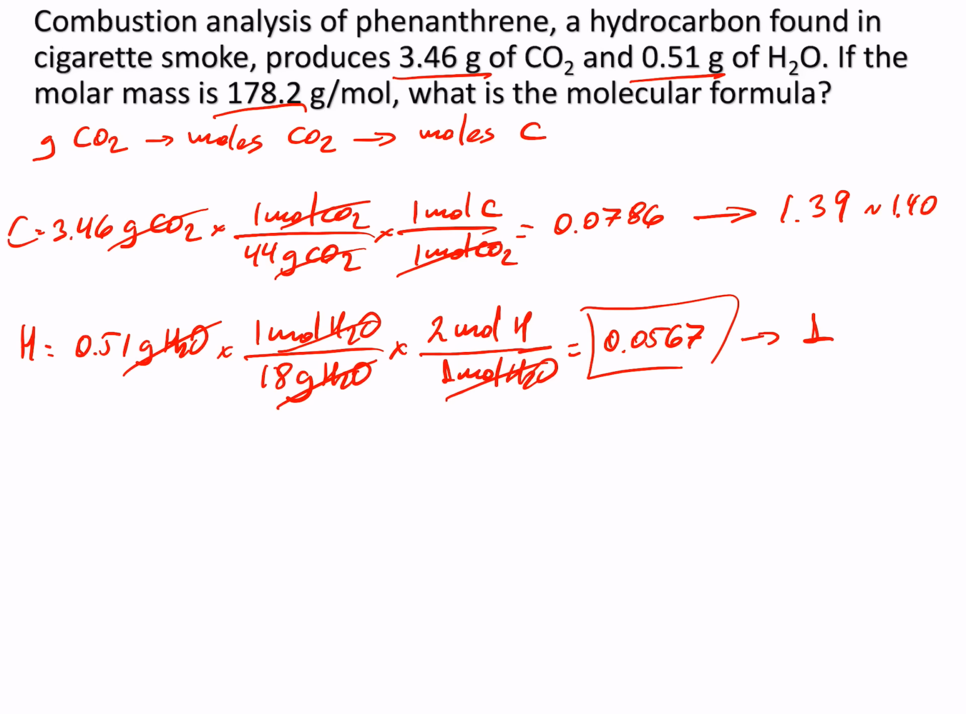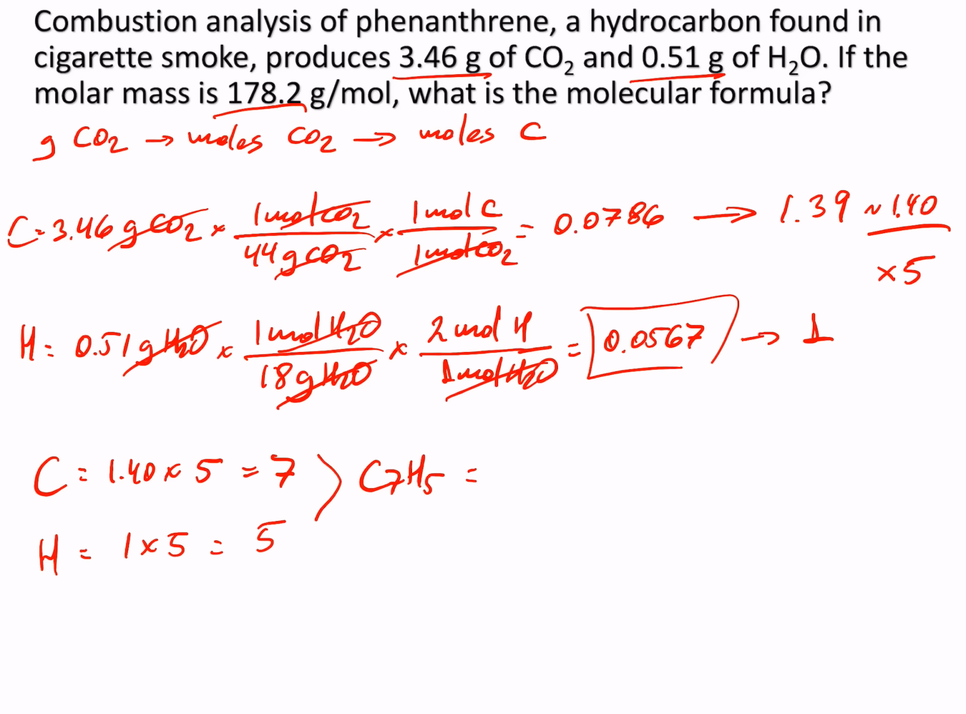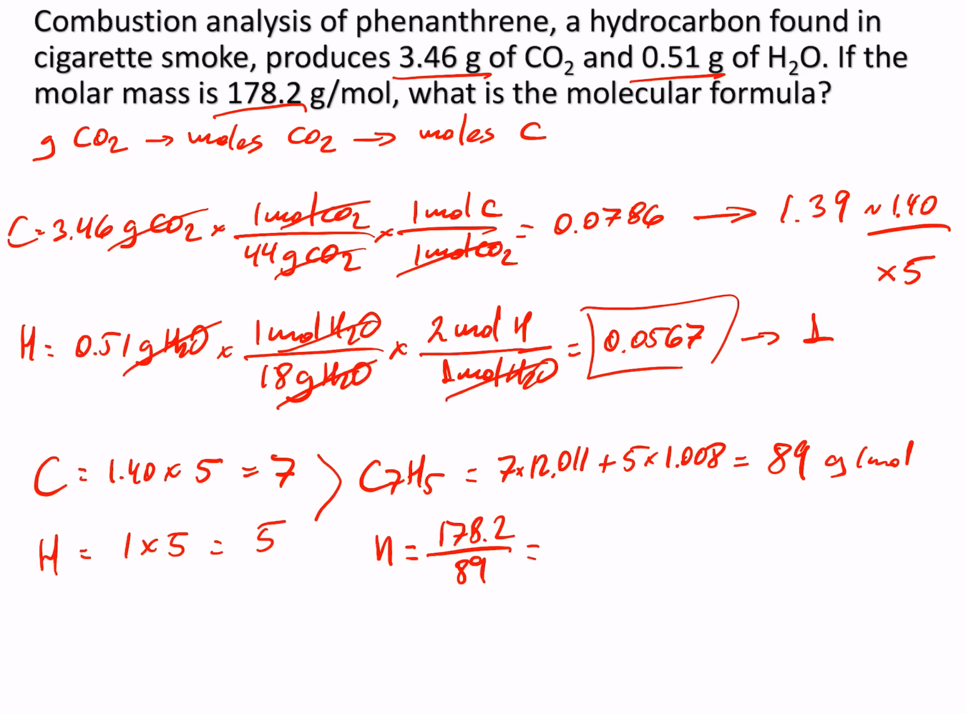So to make this a whole number, we have to multiply by 5. Carbon is 1.40 times 5, and that is 7, and hydrogen is 1 times 5, that's 5. The empirical formula is C7H5, and the mass for this empirical formula is 7 times 12 plus 5 times 1.008. And that would be equal to about 89 grams per mole, and the multiplier is going to be 178.2 divided by 89, and that is equal to 2 again.